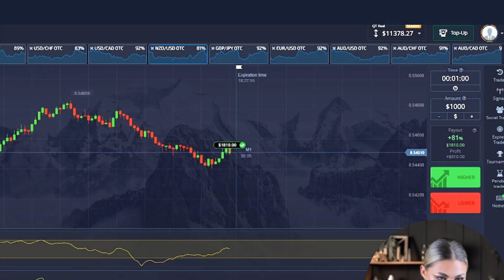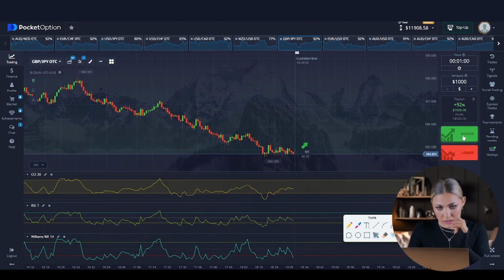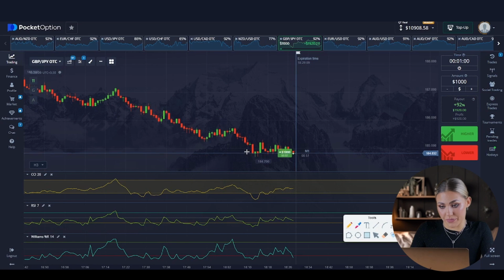Another profitable trade in our piggy bank. Let's go further. Alright, so I opened a call option on the GBP/JPY currency pair. The price has previously declined, now it has moved sideways and is moving from level to level. And taking advantage of the situation, I opened a call option from the support level upward.